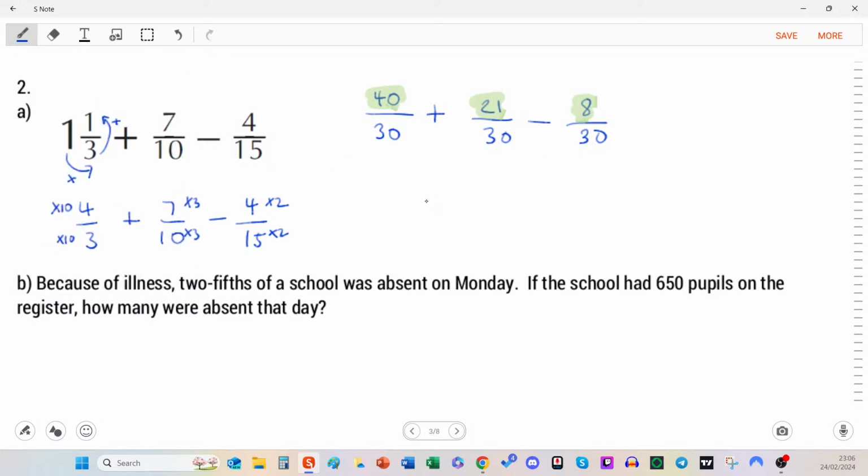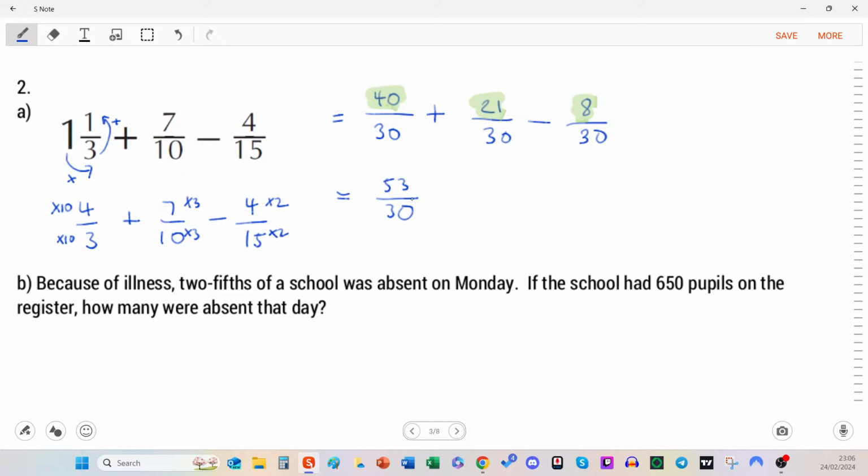So they're all the same. So this sum is going to simply be out of 30. And we could do the operations on the top. So 40 plus 21, which is 61. And then we're going to subtract 8 from that, which is 53. And you might want to check if you can cancel that down, but in this case, no, you can't. So this is the final answer.